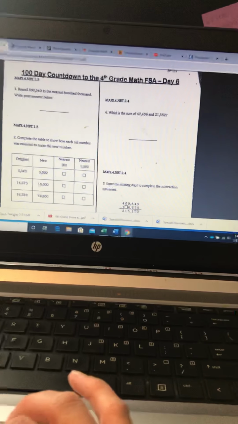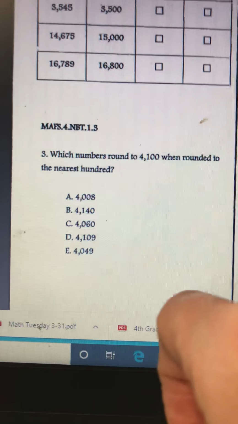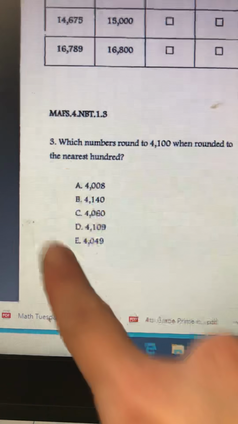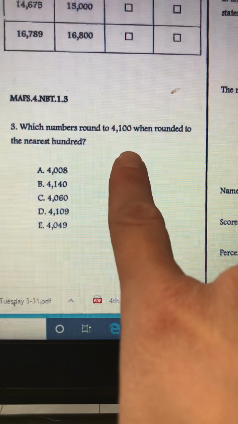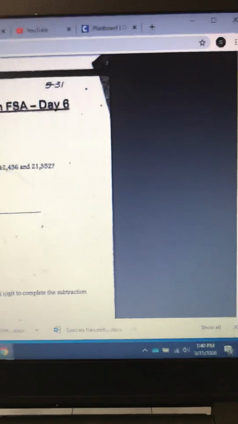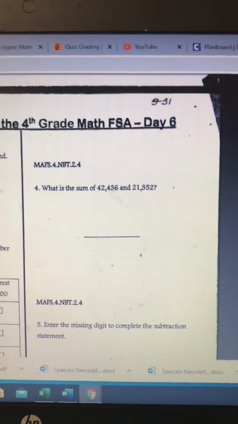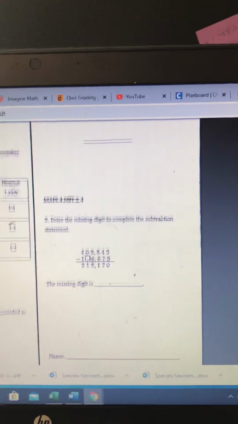That should help you with number 2, which is also on rounding, and number 3. But for number 3, remember keywords. This one says which numbers, which means there's more than one answer here. Round to 4,100 when rounded to the nearest 100. You have to round all these answer choices to the hundreds place and see what it rounds to. Does it round to 4,100? Number 4 is what is the sum. You have to know what that keyword sum means. Does that mean to add, subtract, multiply, or divide? What are you doing with those 2 numbers? And number 5, find the missing digit.